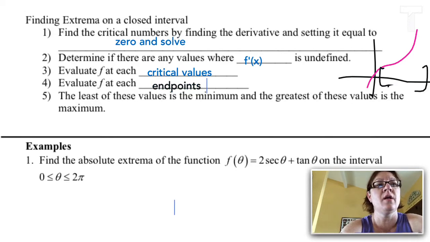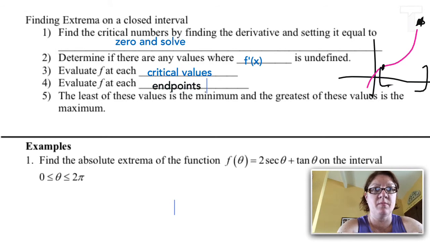So I can see here that I get the minimum at the left endpoint and I get the maximum over here at the right endpoint. So I need to check those endpoints as well. And then whichever one is the lowest is the minimum and whichever one's the biggest is the maximum. Fairly simple. Okay, so let's look at example 1.